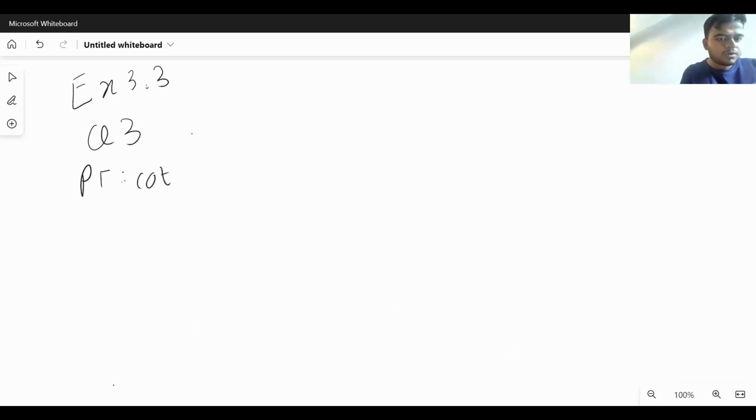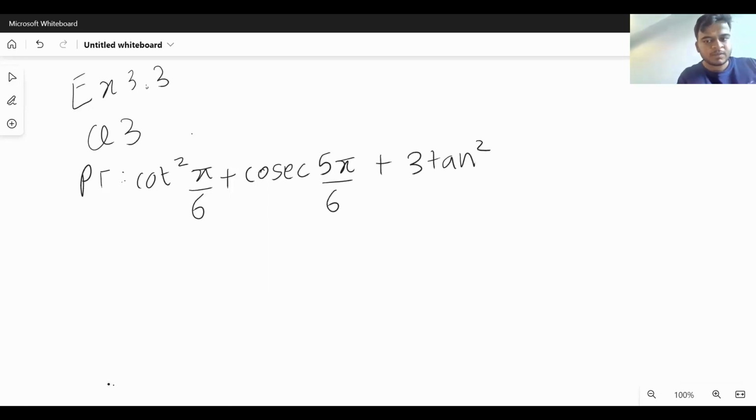Prove that cot square pi by 6 plus cosec pi by 6 plus 3 tan square pi by 6 equals 6. You have to prove this, correct? So let's try and do this. What is cot pi by 6? Pi by 6 is nothing but 30 degrees, and we all know the value of cot 30. That is root 3. So I'll plug in the value of root 3 right here.